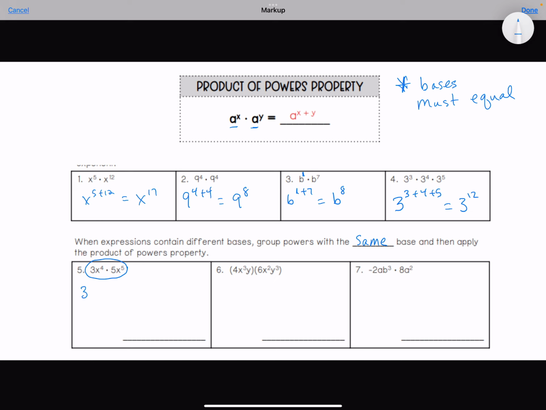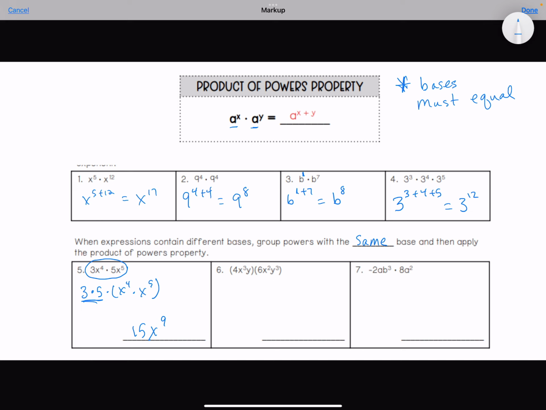I'm going to multiply 3 times 5, and then I'm going to have x to the fourth times x to the fifth. And here, yes, you're going to simplify. If they give you numbers, go ahead and do that multiplication and simplify. So I've got 15x to the ninth.